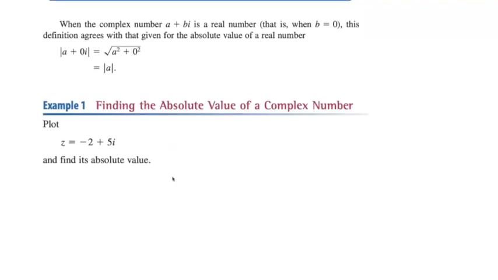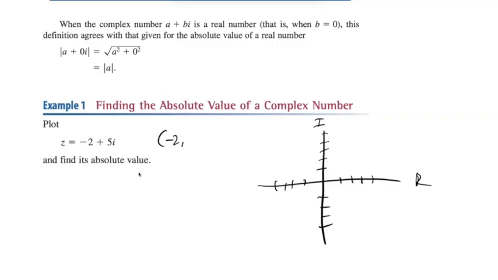Okay, let's look at our first one here. Plot this complex number and then find its absolute value. We're going to plot it first. So here's our real and our imaginary, here's our grid. This is essentially the same thing as graphing negative 2, 5. So you go negative 2 in your real and then 5 in your imaginary. That's negative 2 plus 5i. Now the absolute value is literally just this: how far is it from the origin?